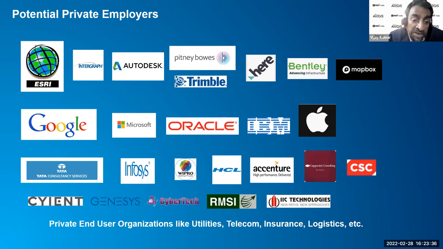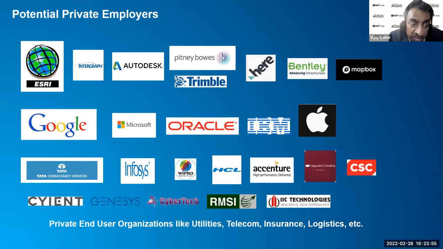Then we have the big IT companies, TCS, Infosys, Wipro, HCL, almost everyone. Everyone has opened a GIS division, with lots of opportunities. Believe me, even today companies are not able to find good people. It's difficult. Vacancies are open everywhere.